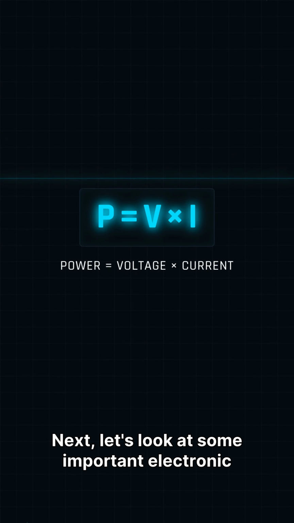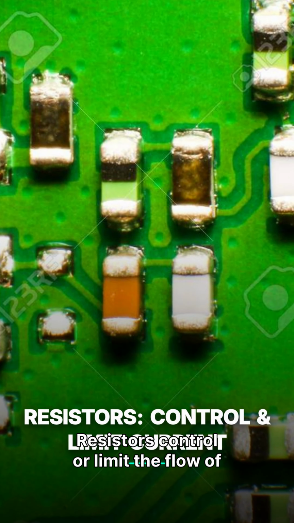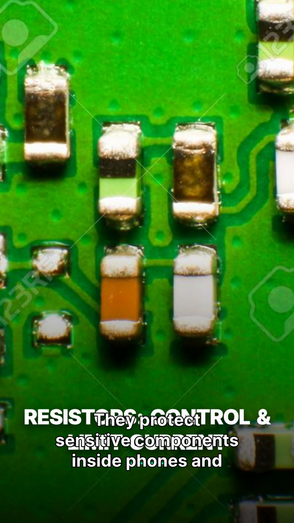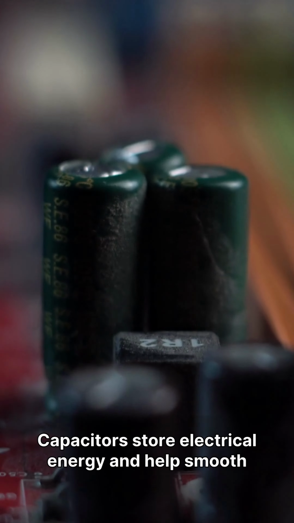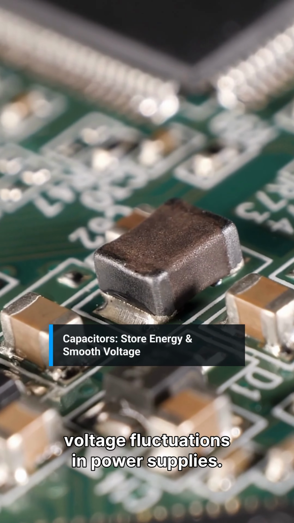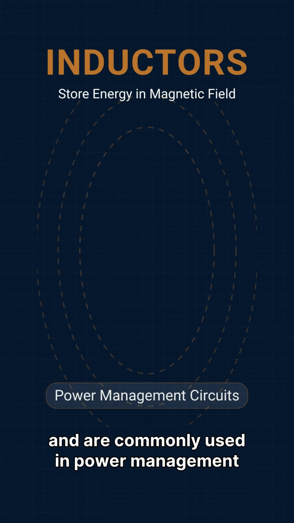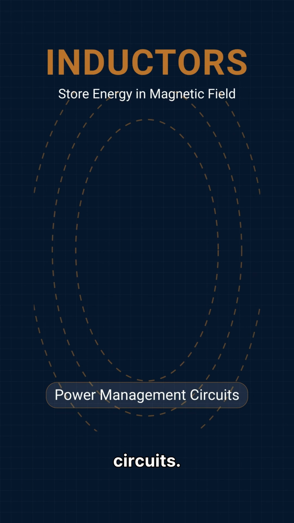Next, let's look at some important electronic components. Resistors control or limit the flow of current. They protect sensitive components inside phones and chargers. Capacitors store electrical energy and help smooth voltage fluctuations in power supplies. Inductors store energy in a magnetic field and are commonly used in power management circuits.